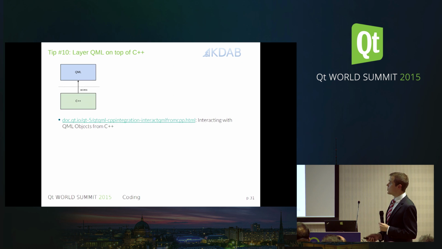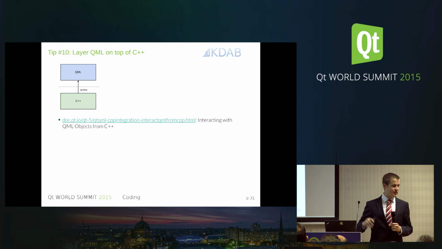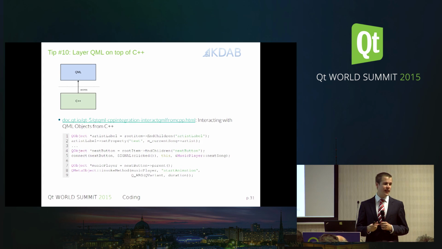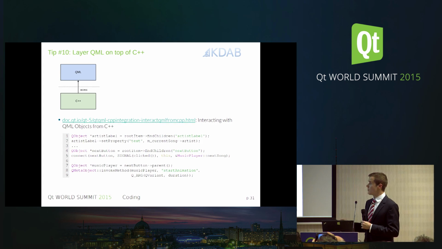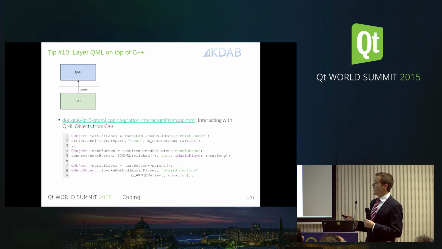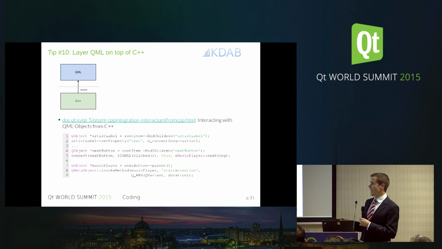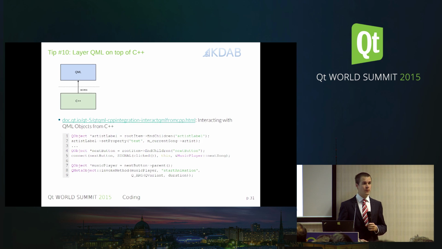But what you also can do, it's written on this documentation page, you can from C++ access items in your QML and manipulate them. So, for example, let's take the hypothetical media player again. We have some code in C++. They use find children to find a QML element by object name. And then, for example, you can change the text of a text element in QML from C++. Or you can find a button in QML and connect to the button signal. Or you can even call functions in QML.